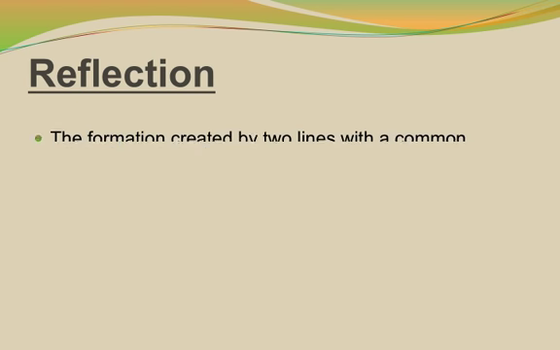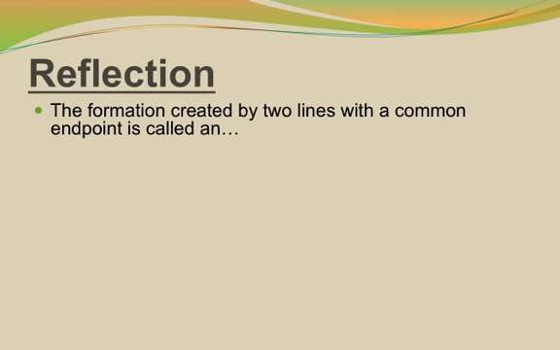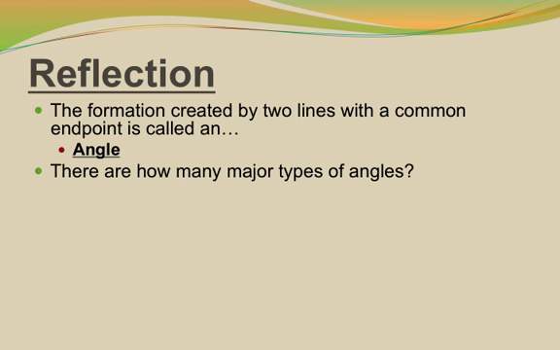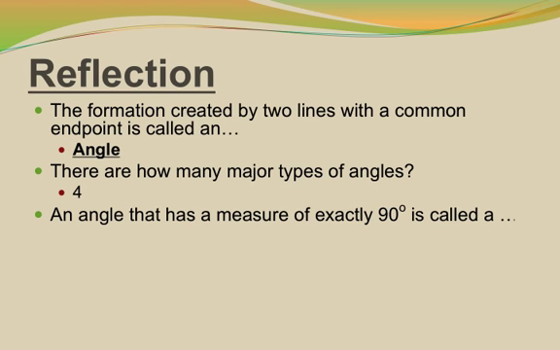A reflection. The formation created by two lines with a common endpoint is called an angle. There are how many major types of angles? Well, we discussed there were 4. An angle that has a measure of exactly 90 degrees is called a right angle. Very important. The right angle is the foundation of all of these angles. It helps us determine if the angle is more than 90 degrees, basically if it's larger than a right angle, or if it's less than 90 degrees, if it's an acute angle.